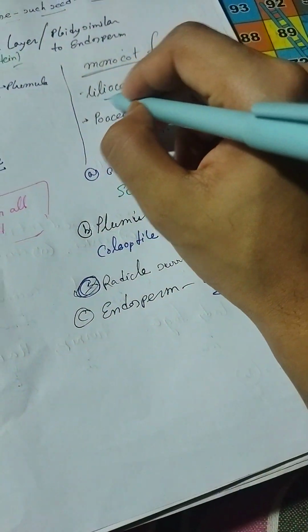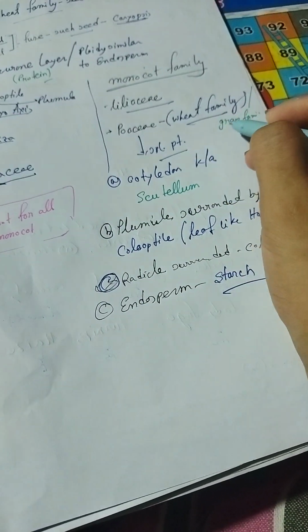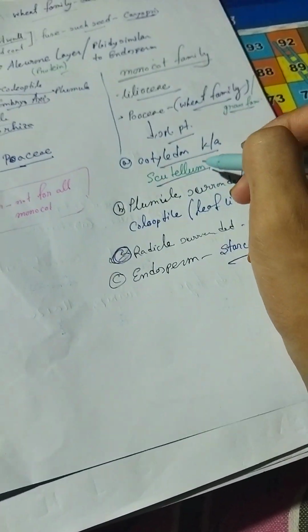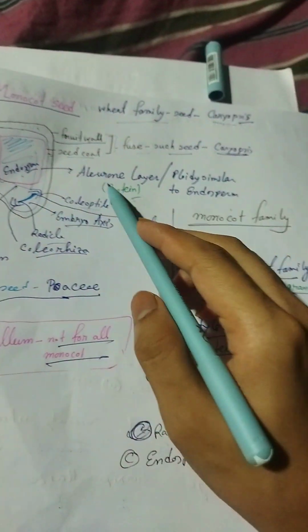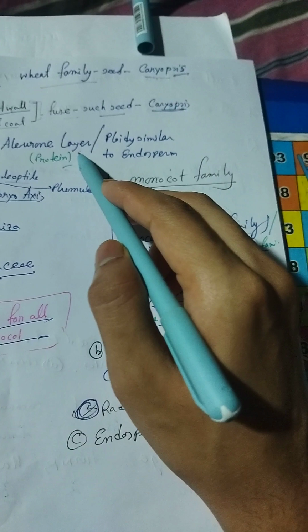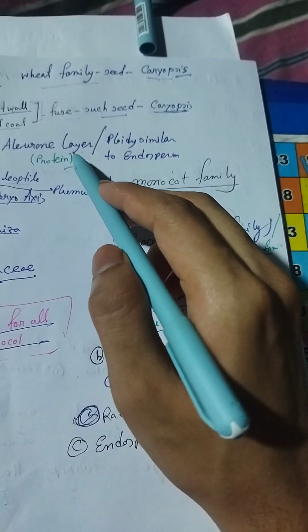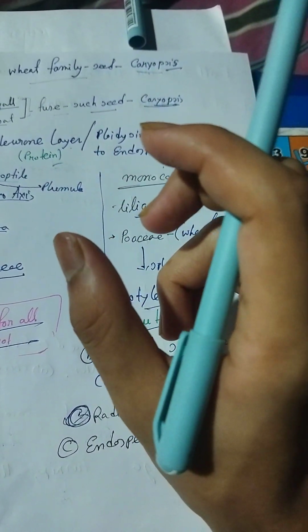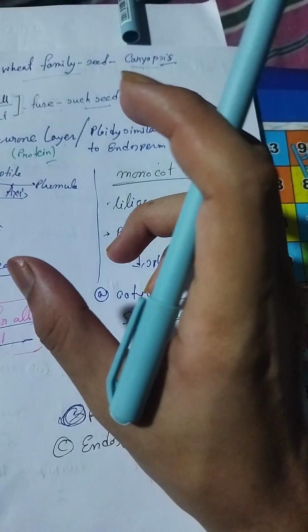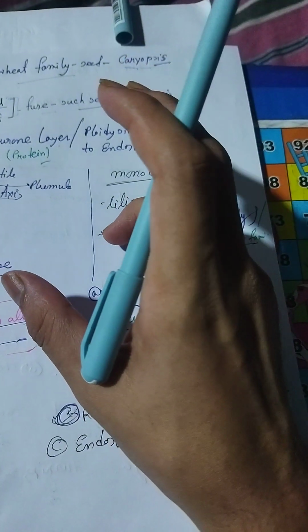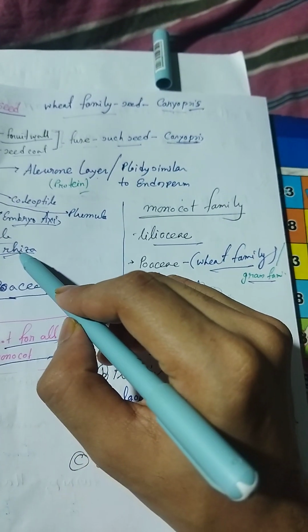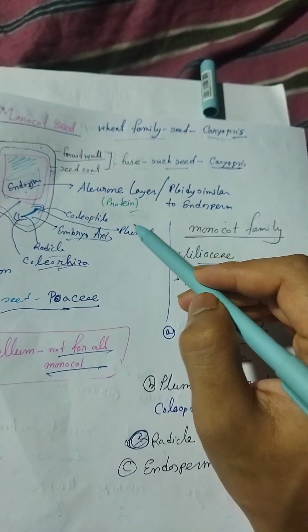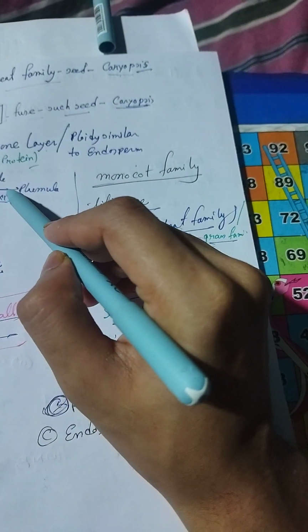In monocot families, Liliaceae, Poaceae, the wheat family has a special structure. Cotyledon is known as scutellum. Scutellum is not for all monocots. This is only in Poaceae. And this is the aleurone layer. It's a protein layer. It's a layer of protein that separates embryo from endosperm. There is coleorhiza, a sheath covering the radicle, and coleoptile is a sheath covering the plumule.